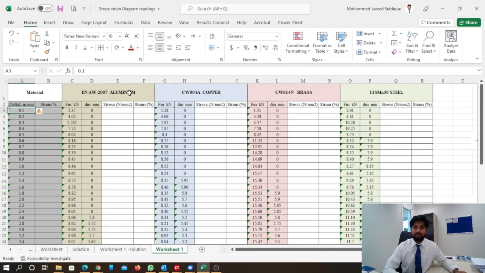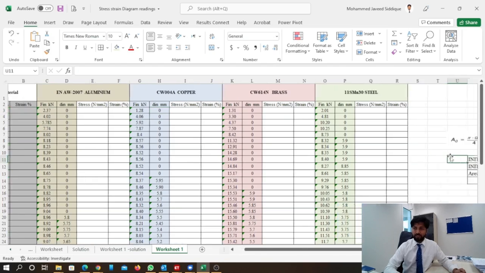So for every change of length of 0.1 mm, there is a recorded force in kilonewtons and the deformation in mm. So this is the change in length from 0.1. This is the interval that we tested, 0.1 mm of change in length. For every change in length, we have got the data for the force for different specimen and the deformation. So here we can calculate initially.